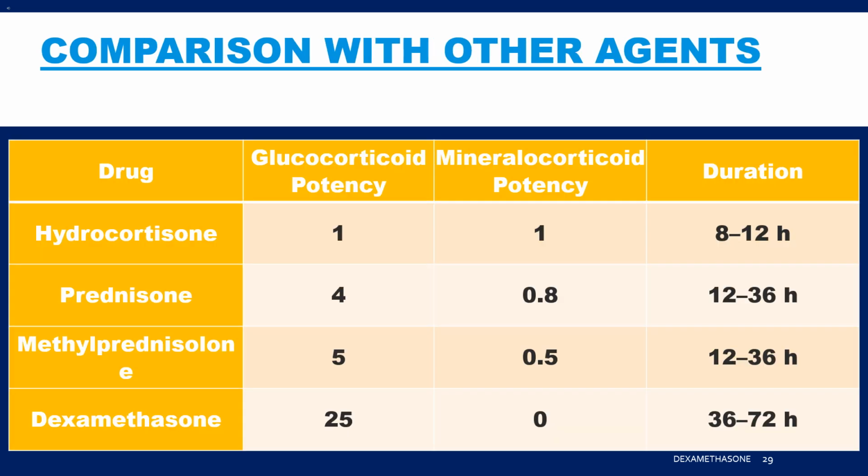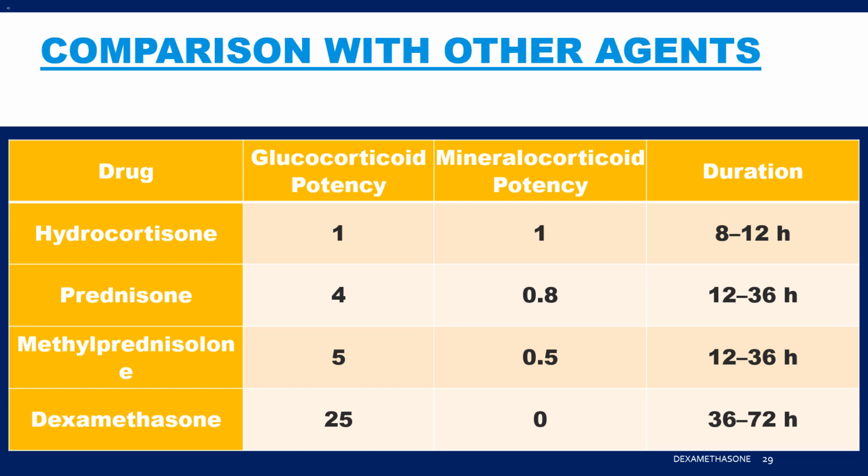Comparison of glucocorticoids. 1. Hydrocortisone has a glucocorticoid potency of 1 and mineralocorticoid potency of 1, with a duration of action of 8 to 12 hours. 2. Prednisone has a glucocorticoid potency of 4 and mineralocorticoid potency of 0.8, with a duration of action of 12 to 36 hours. 3. Methylprednisolone has a glucocorticoid potency of 5 and mineralocorticoid potency of 0.5, with a duration of action of 12 to 36 hours.